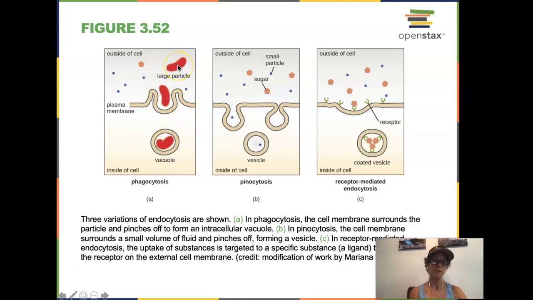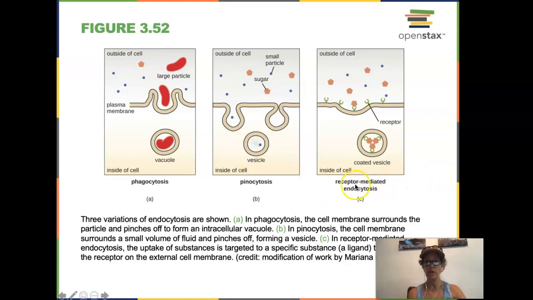Some sort of large particle. Could be a food particle. Could be a bacterium. Could be a virus. In pinocytosis, we are bringing in a lot of fluid. It says a small volume, but we mean a lot of fluid, in that it's more than would pass just by osmosis. So we can envelop and bring in more water than by osmosis alone.